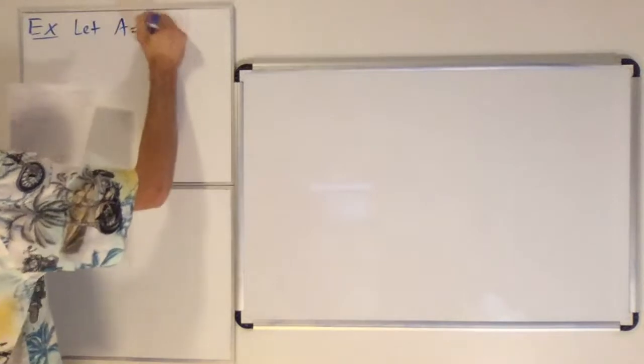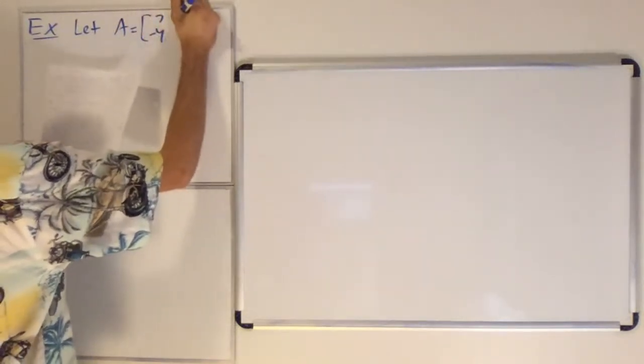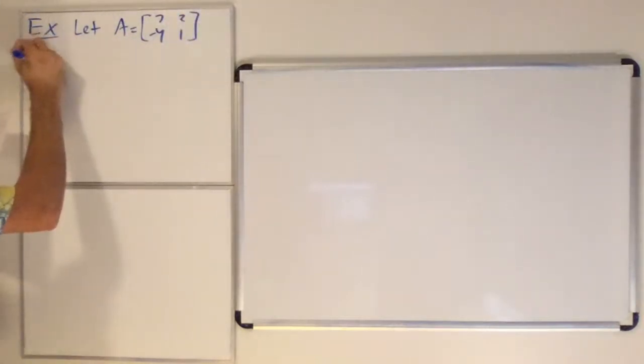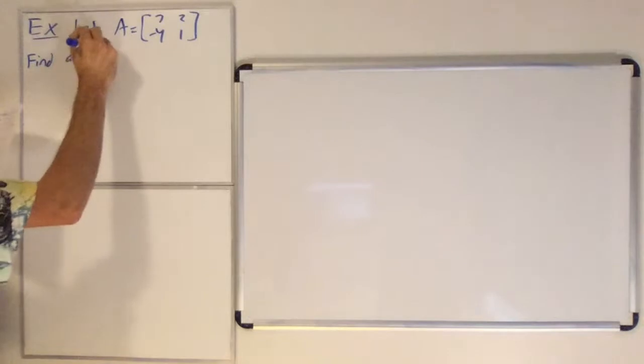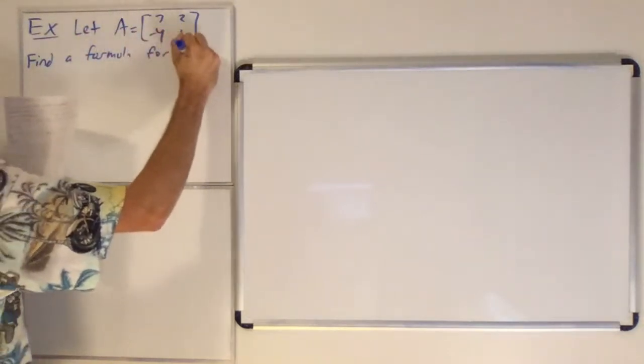So we'll let A be the matrix 7, -4, 2, 1, and find a formula for A to the K.